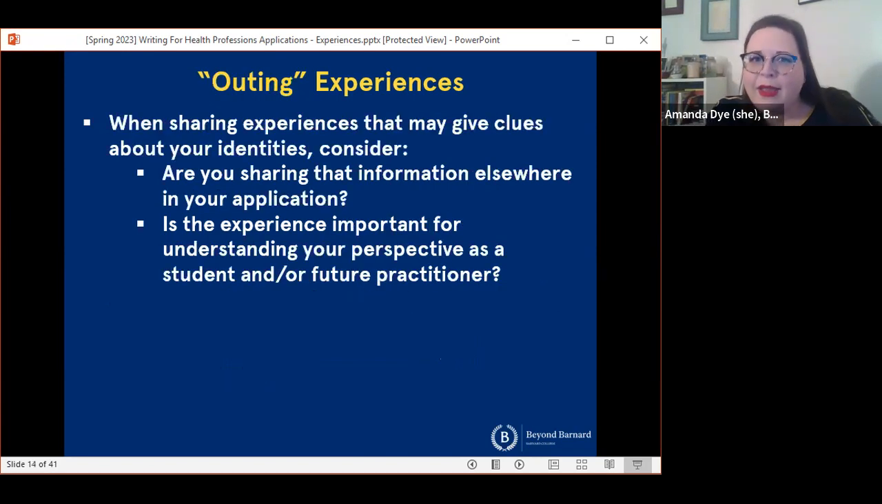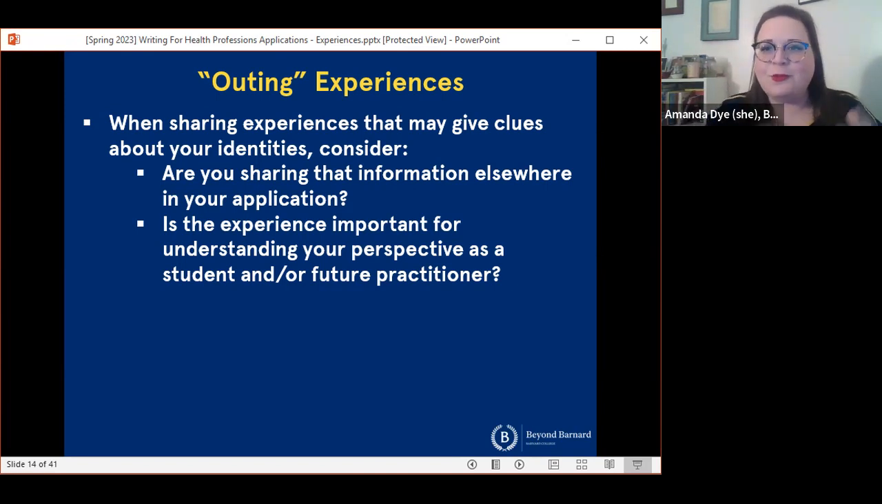In a similar way, there are experiences that might give clues about your particular identities, protected identities that aren't necessarily something that admissions committees can or should be making decisions about. I always encourage people to think about whether they're sharing information that could clue the reader in elsewhere in the application. Of course, there's no harm in talking about working for trans rights if you've identified yourself as a trans person in your personal statement.